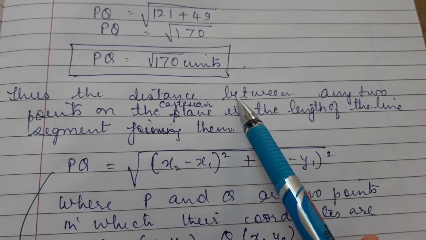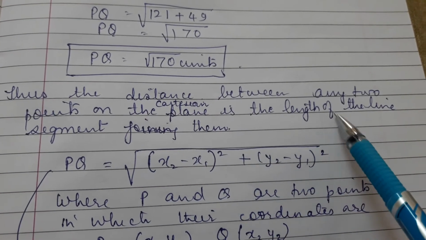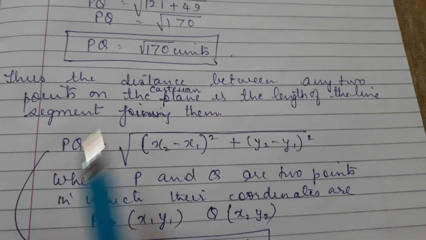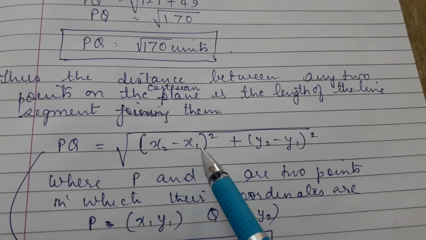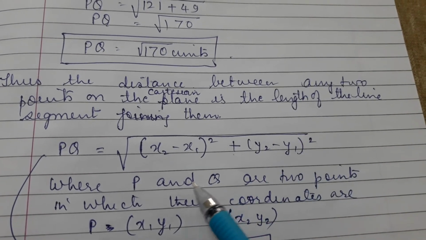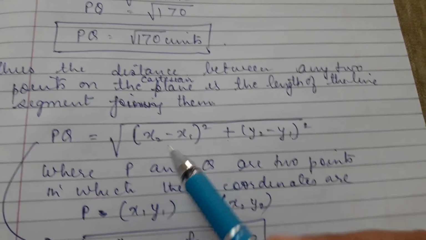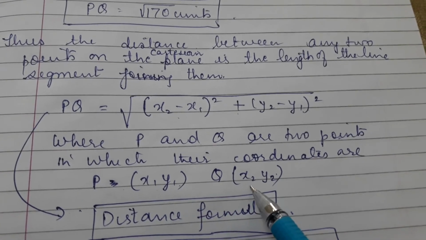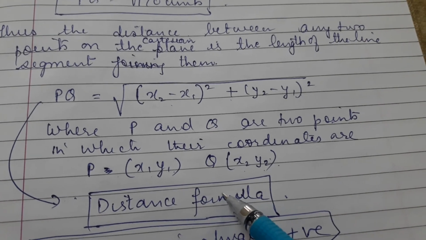Thus the distance between any two given points on the Cartesian plane is the length of the line segment joining them, and it is given by the formula PQ is equal to square root of (x2 minus x1) the whole square plus (y2 minus y1) the whole square, where P and Q are the 2 points and the coordinates of P and Q are given here. P will be (x1, y1) and Q will be (x2, y2), and this formula is known as the distance formula.